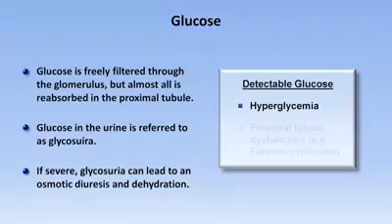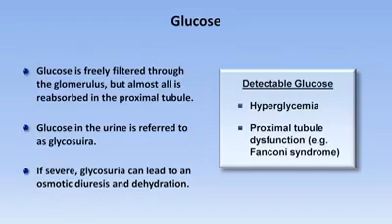Much less common is proximal tubule dysfunction. Global dysfunction of the proximal tubule is called Fanconi syndrome, which also leads to hypophosphatemia and a proximal renal tubular acidosis, among other things. Glycosuria can also be from a genetic defect in renal glucose transport within the tubule.